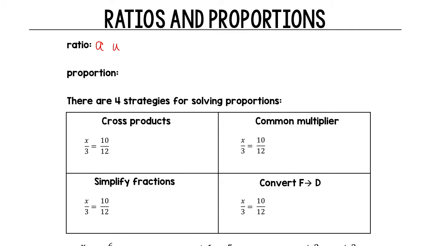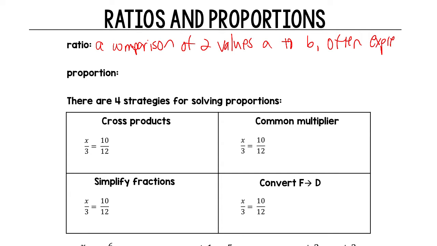A ratio is a comparison of two values, A to B, often expressed as A:B, where we put a colon in the place of the word "to," or as a fraction. All right, so we're used to fractions, and we know kind of how those work, I hope, knock on wood. We're going to apply that here today.